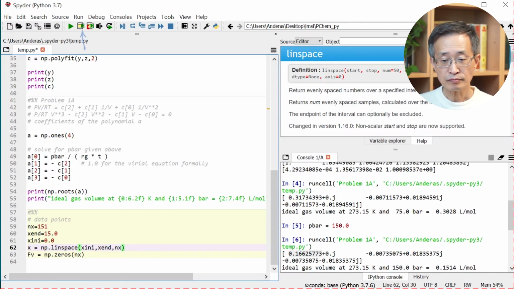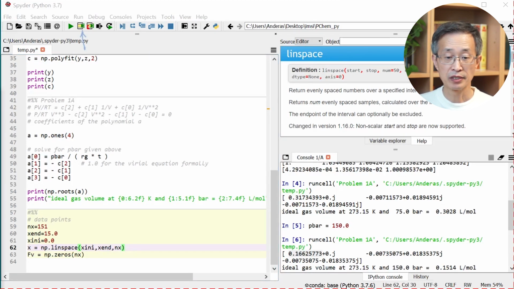Now you are going to plot your compressibility factor, or your Virial equation, as a function of x. Firstly, you generate the y points. Here we could just call it FV, a function with the same number of points as the x data. Then for each x point, we calculate the y point using the Virial equation. So how do we do that?